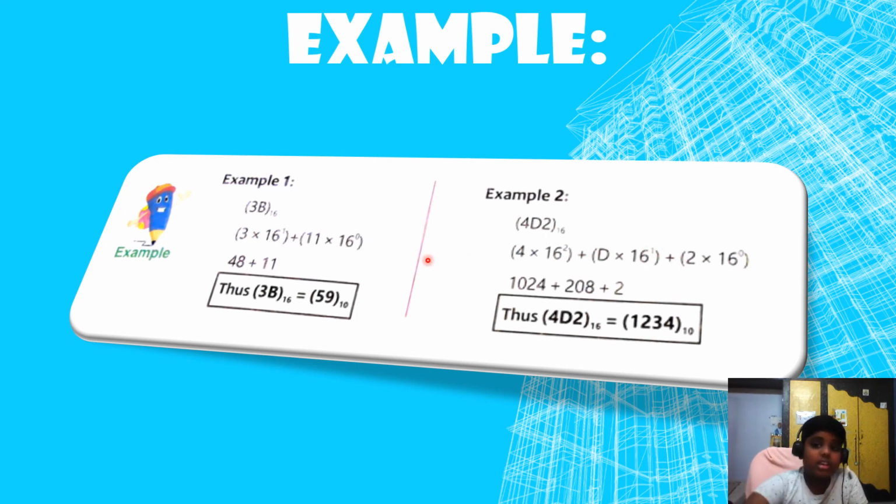It's 13. So you have to do 13 into 16 to the power of 1, which means 13 into 16, which means 208. And then you have 4 into 16 to the power of 2, which means 4 into 256, which is 1024. So now you have to add all these. 1024 plus 208 plus 2 is equal to 1234 in decimal format. So it's all easy, but as you go to hexadecimal, the number increases as you multiply it with 16.